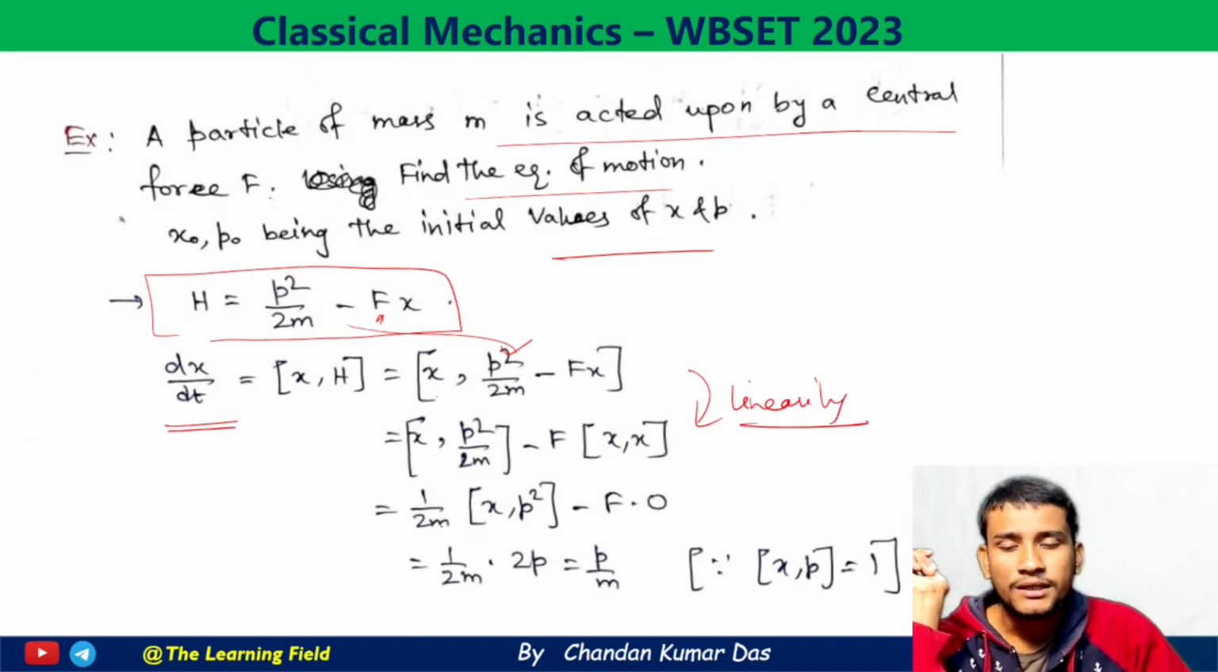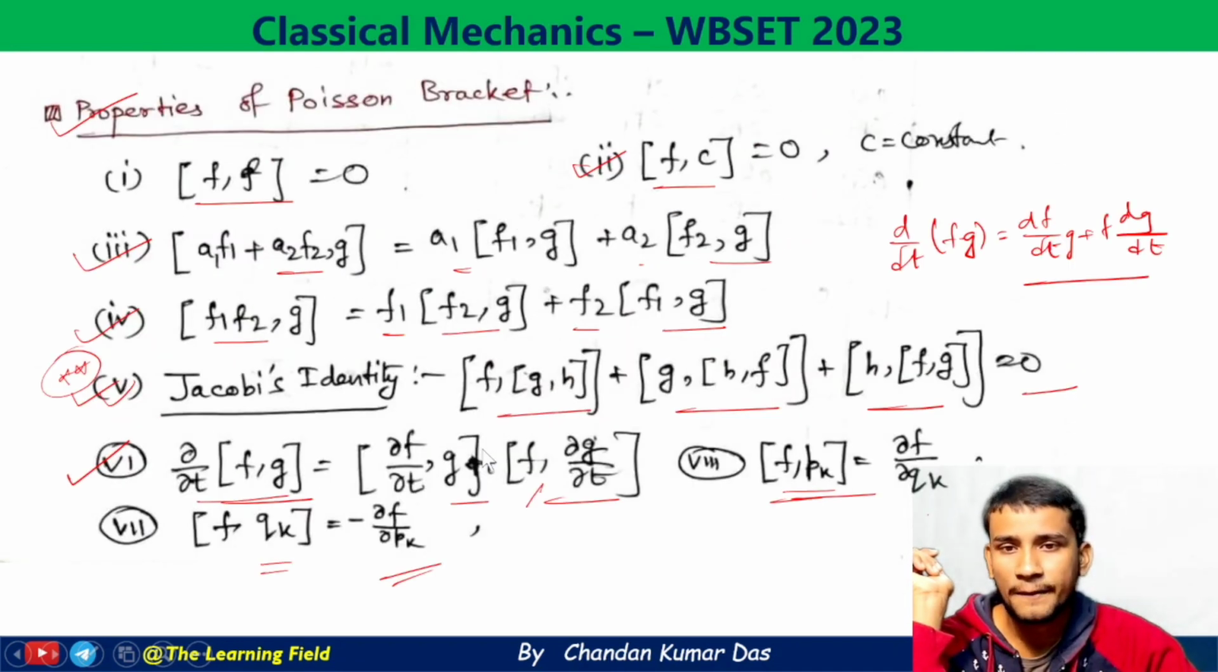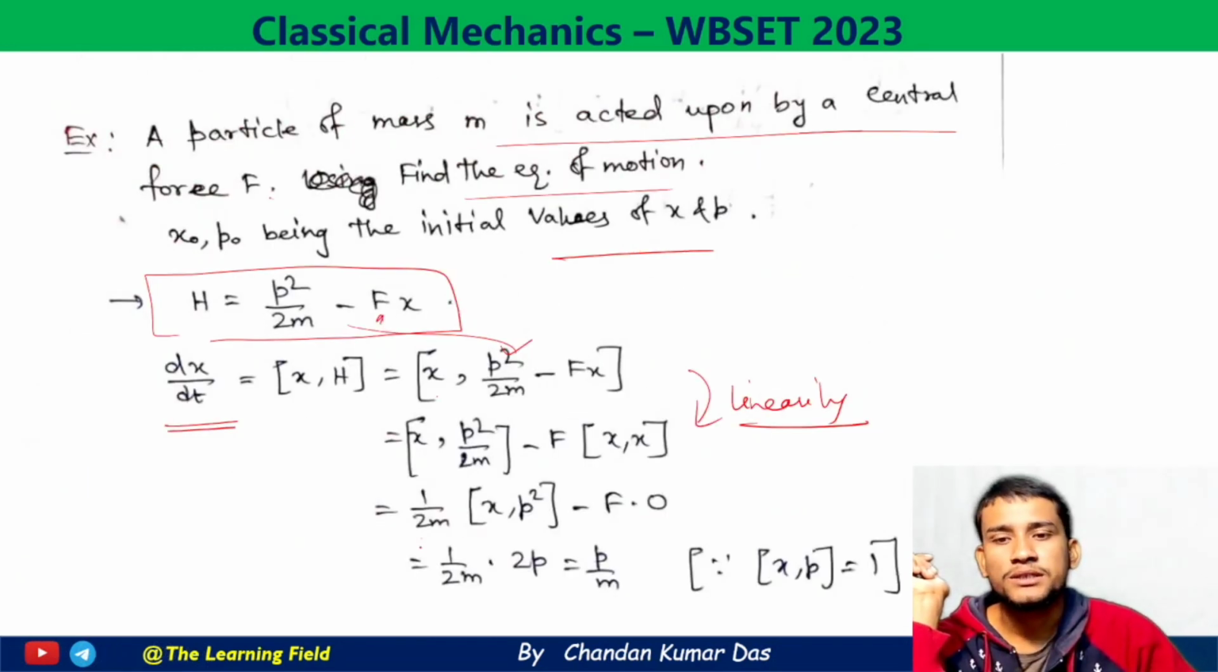Okay, and then 1 by 2m common, this is also the property we can use here. This is equal to 1 by 2m into [x, p square] minus f into [x, x], this is equal to 0, and since [q, k] equal to 0 we already get, so this is equal to 1 by 2m into 2p.